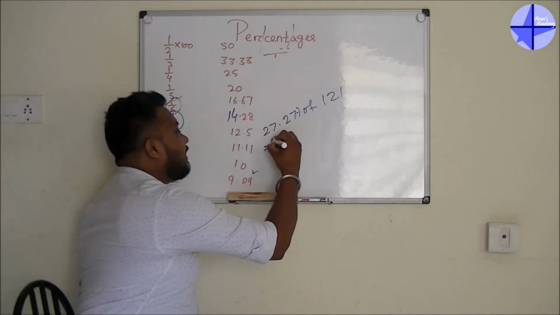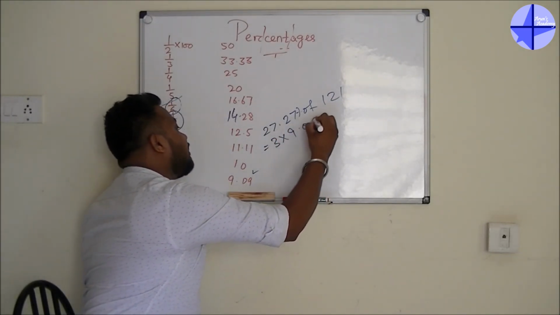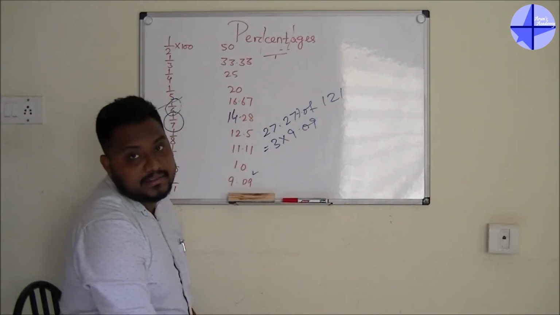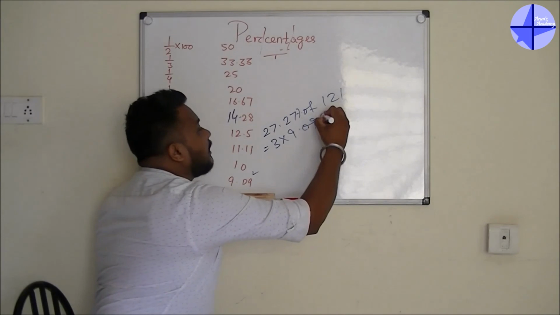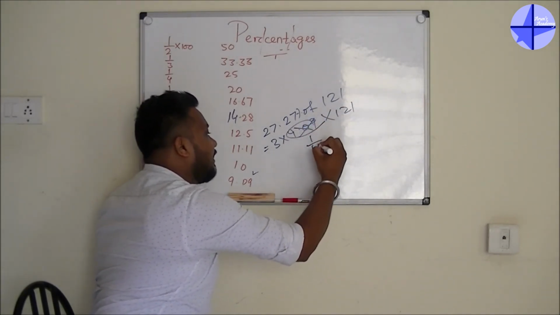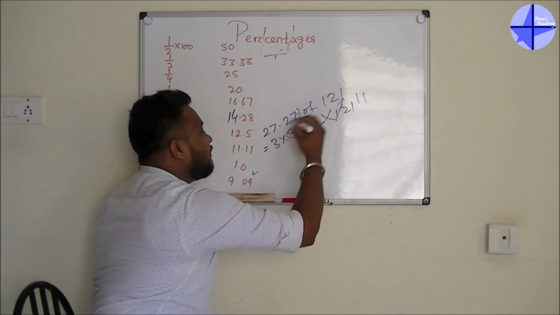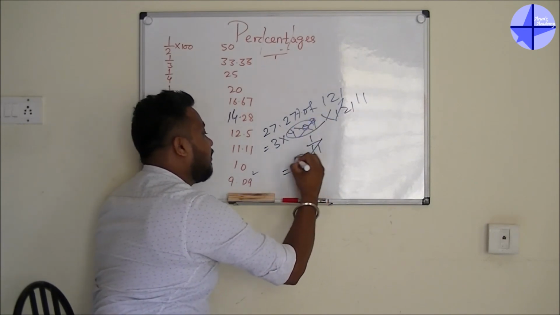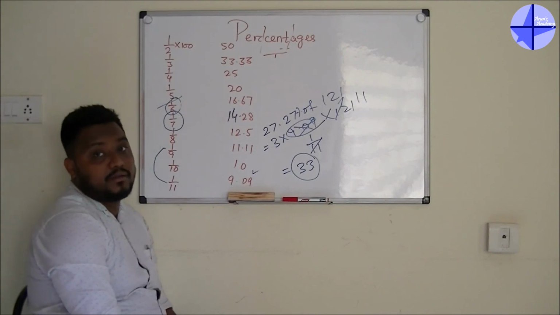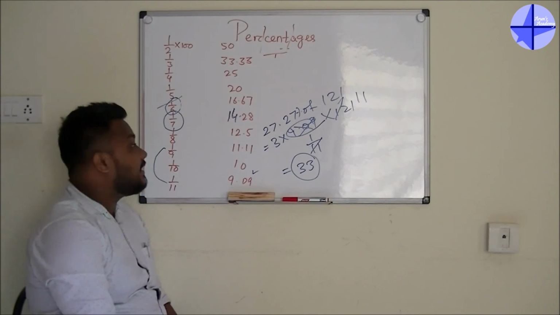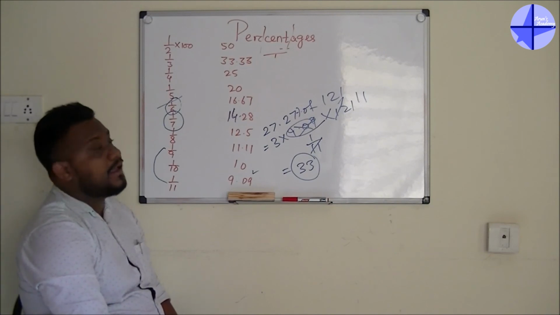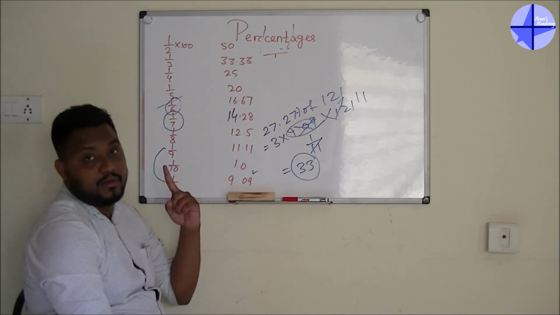27.27, I can make it like 3 into 9.09, because 3 is a divisor, 9 is also a divisor of 27, into 121. So this one is 1 by 11. 11 cancel is 11. 3 into 11, answer is 33. Okay, that much simple it is. I think everyone understood this particular concept. And this is your type number 1.